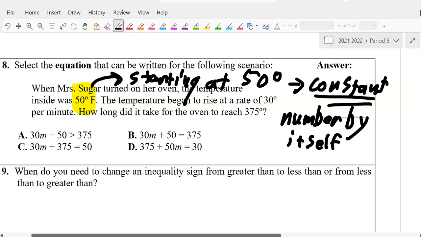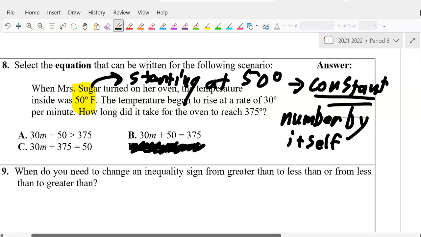A, B, C, or D? Who sees one that doesn't have a 50 by itself? Which one? Yeah, you're right, I think. D, right? Very good, because D has 50M. Okay, that's not going to work. So we're going to cancel that one out. Because we're starting with 50 minutes. All right, next part.